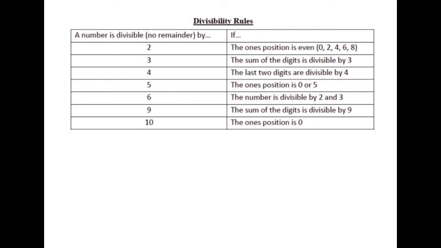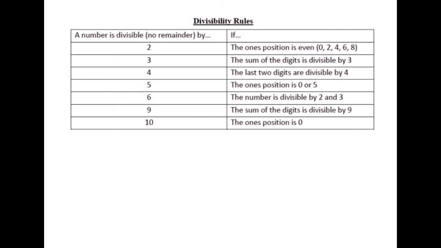Okay, before we get into actually dividing and simplifying, I want you to remember the divisibility rules, because that's going to help. So you know a number is divisible by 2 if the ones position is even. So if it ends with a 0, 2, 4, 6, or 8, it means the number is even, right? We've gone over all of these before. Some of them are easier than others. So 2 ends in an even number. 5 ends in a 0 or a 5. 10 ends in 0. Those are the easy ones.